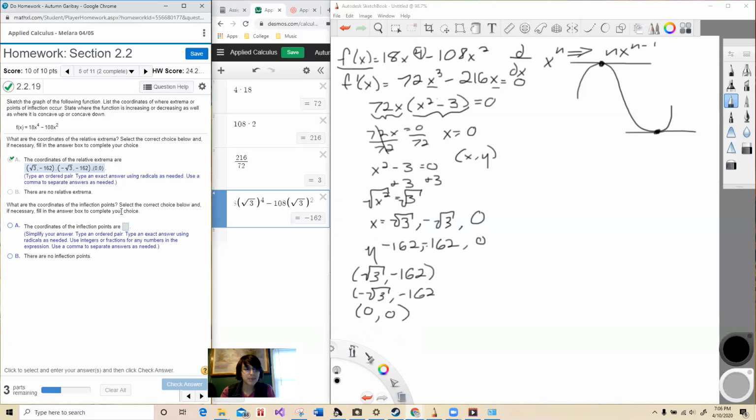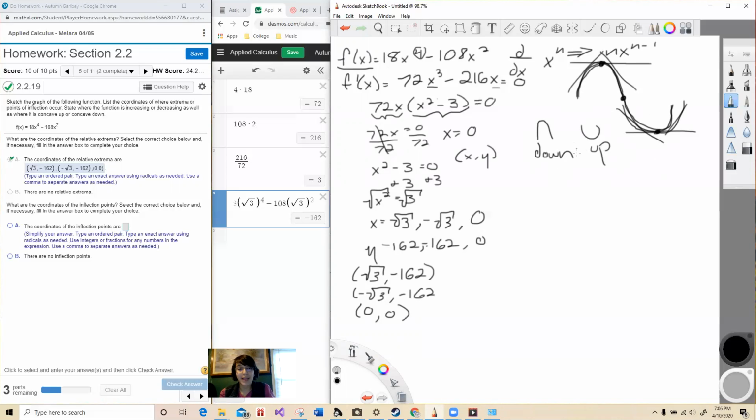All right, now it's asking, what are the coordinates of the inflection points? So select the correct choice below, and if necessary, fill in the answer to complete your choice. So we know that our maximums and minimums, what they call our extrema, are where the slope goes from increasing to decreasing, or from decreasing to increasing. Inflection points are a little different. It's where the function will be changing from curved down to curved up, and we call that concavity. So this is concave down, like a frown, and this is concave up, like a cup. That's how I remember it.